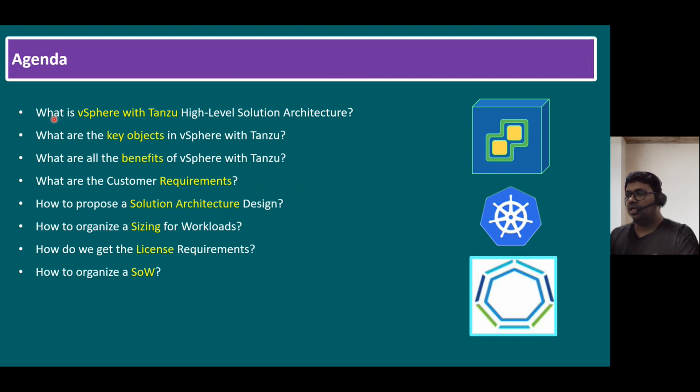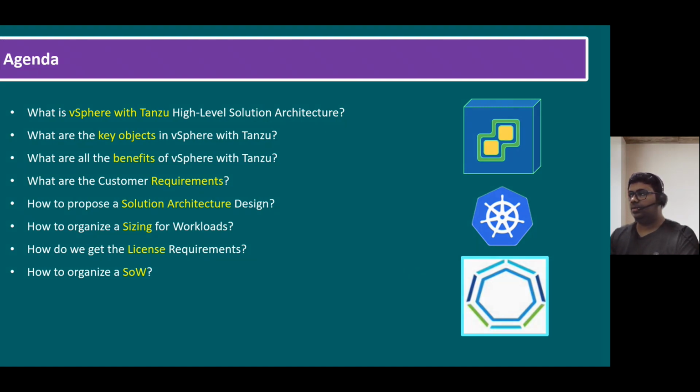So let's understand what the vSphere with Tanzu high-level solution architecture is, what the key objects in vSphere with Tanzu are, what all the benefits of vSphere with Tanzu are, what the customer requirements are, and how to propose a solution architecture design. As part of the design, we should also understand how to organize a sizing for workloads, how we get the license requirements, and how to organize a scope of work or statement of work. Okay, let's dive into the concepts now.